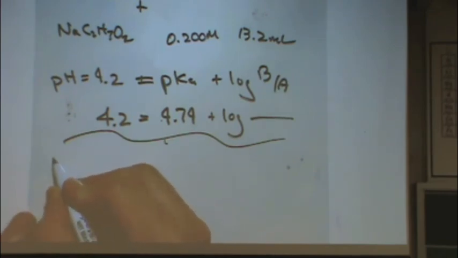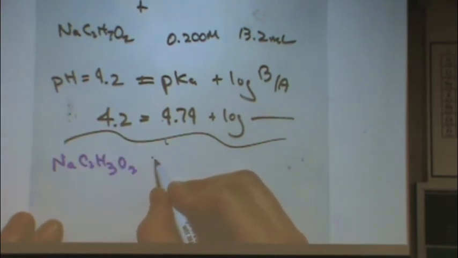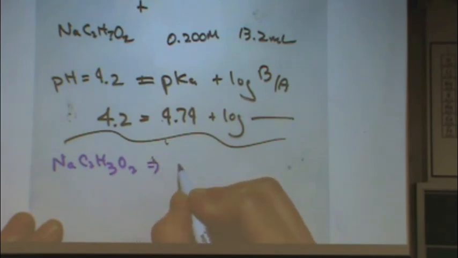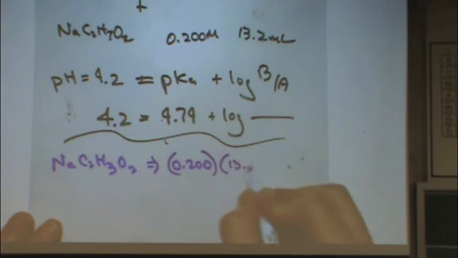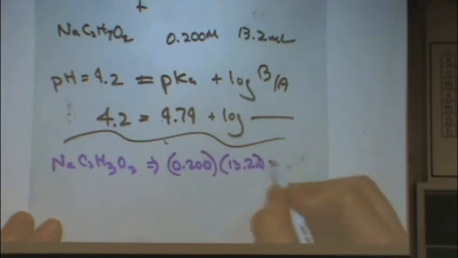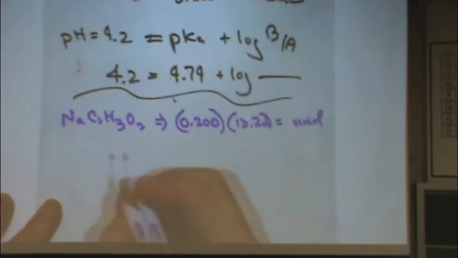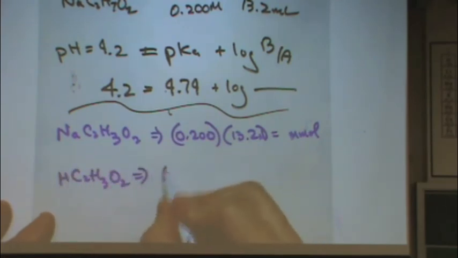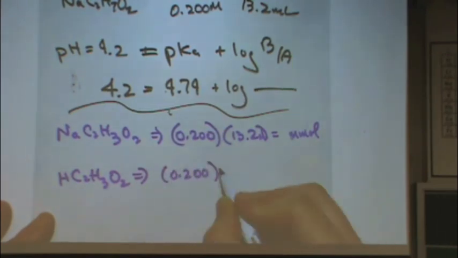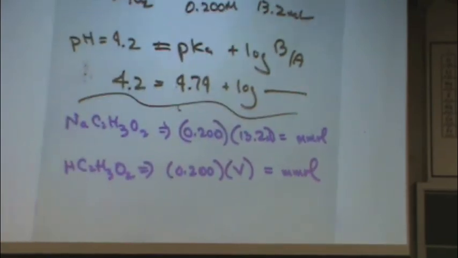For the sodium acetate, NaC2H3O2, I want to find the moles of this. So the moles would be 0.200 molar times 13.2. This will give me millimoles of the sodium acetate. For the HC2H3O2, the acetic acid, that's 0.2, and I don't know its volume, but this will give me the millimoles of acetic acid.